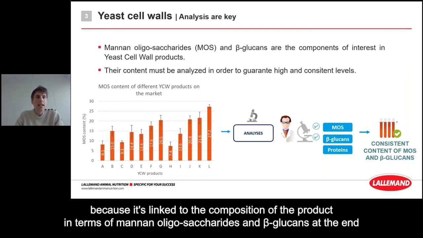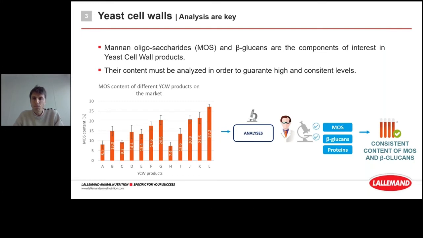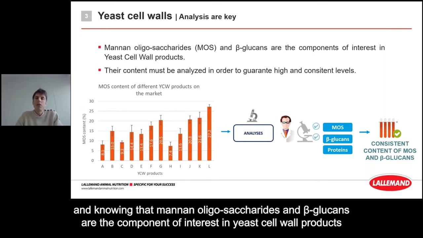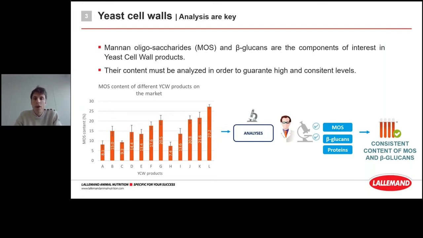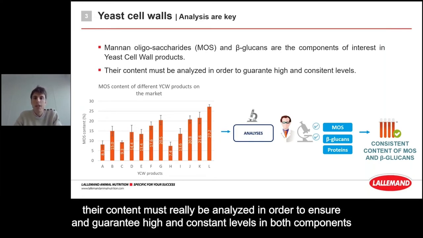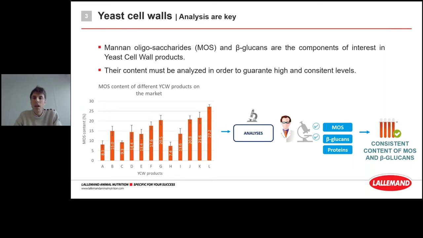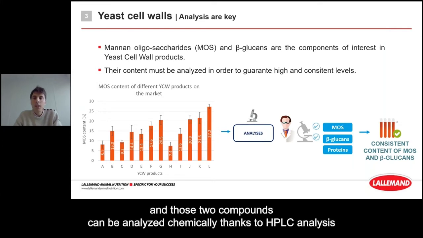because it's linked to the composition of the product in terms of mannan-oligosaccharides and beta-glucan at the end. And knowing that mannan-oligosaccharides and beta-glucans are the components of interest in yeast cell wall products, their content must really be analyzed in order to ensure and guarantee high and consistent levels in both components. And those two compounds can be analyzed chemically thanks to HPLC analysis.